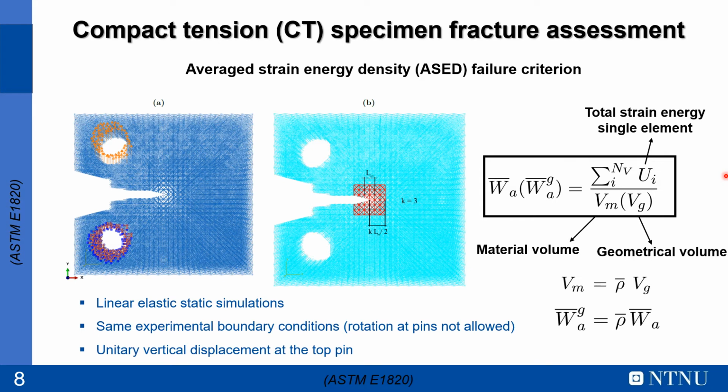So here you can see the strain energy density formula, which is the ratio between the total strain energy on the elements inside of a specific geometrical volume divided by either the material volume or the geometrical volume. And by these two definitions, we can obtain two values of the strain energy density averaged on the volume, which are related to the relative density.